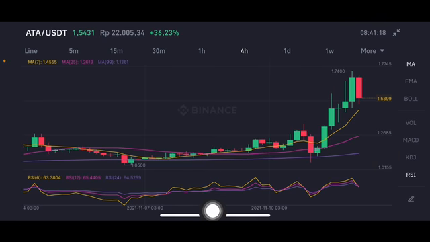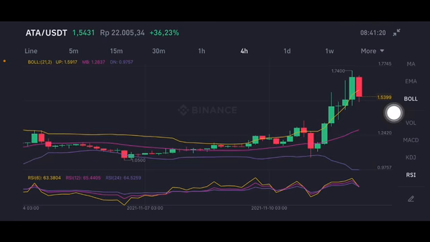The stochastic is still in the neutral position. For the Bollinger Band, it has already broken the upper band. So the next move is to close the green bar here on the pink one side, 1.28, right?